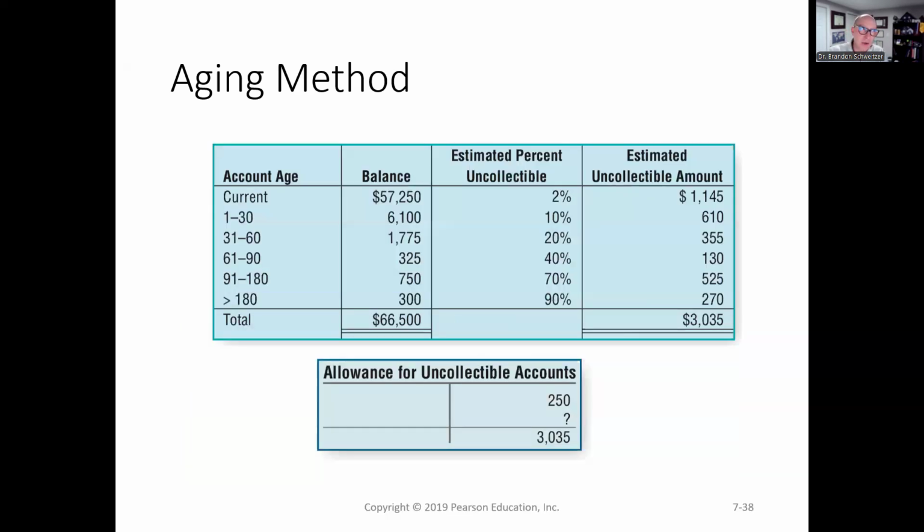So here we apply those percentages to the balances. We take the balance, multiply that by the uncollectible percentage, giving us the estimated uncollectible amount. We just add those all together. And in this case, we say $3,035 will be uncollectible during this period.